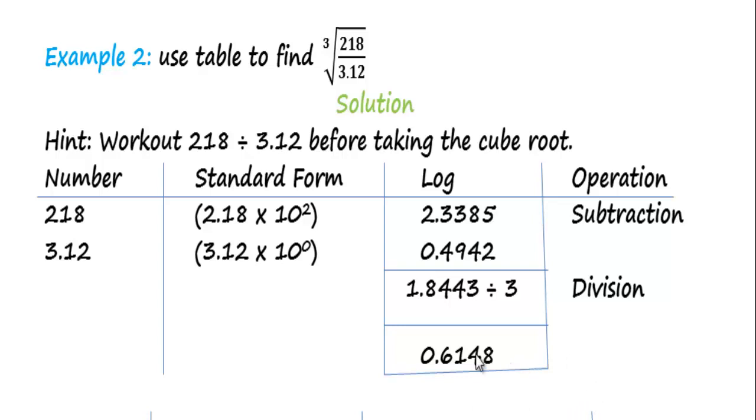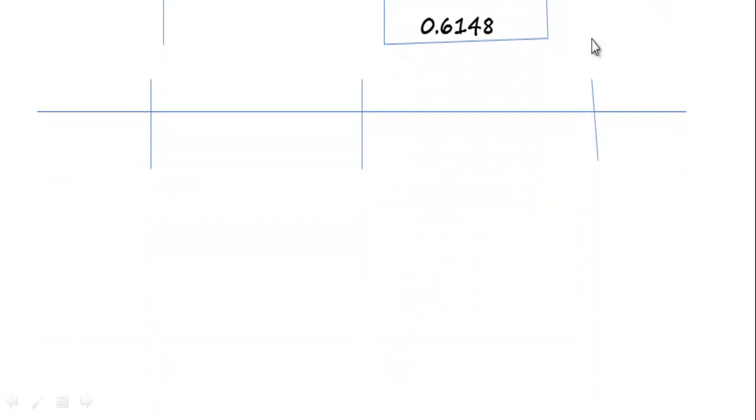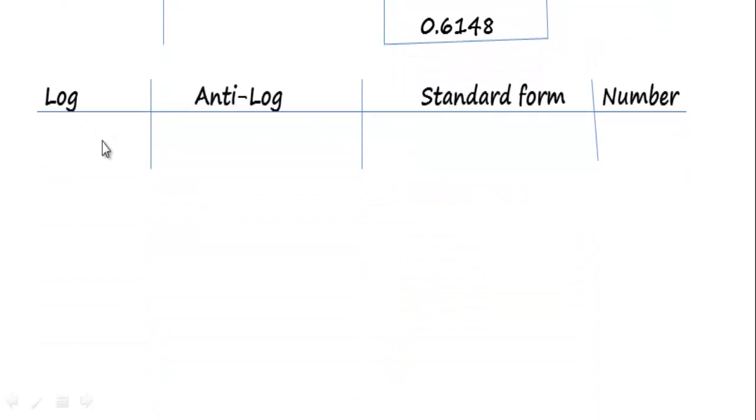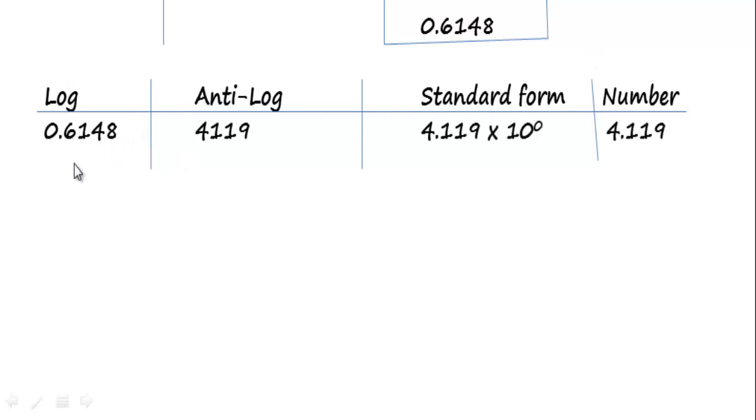You are now going to go and check the anti-log of this one. You know, you go from number to log and back from log to number, and that's the process. Now what is the log? Which is 0.6148. Then you are going to look at 0.61 under 4 difference 8 in your anti-log table, which is going to be 4119.